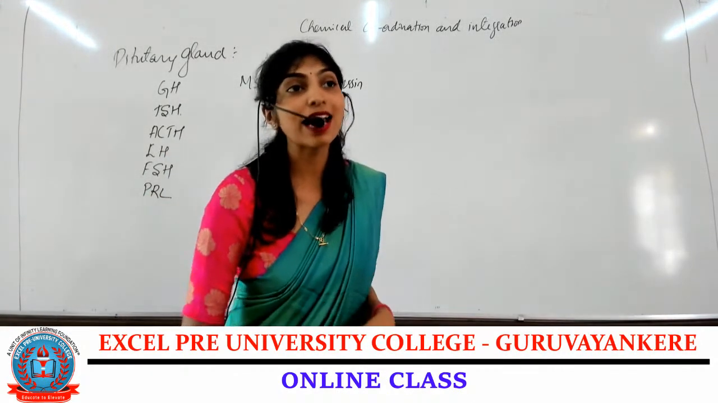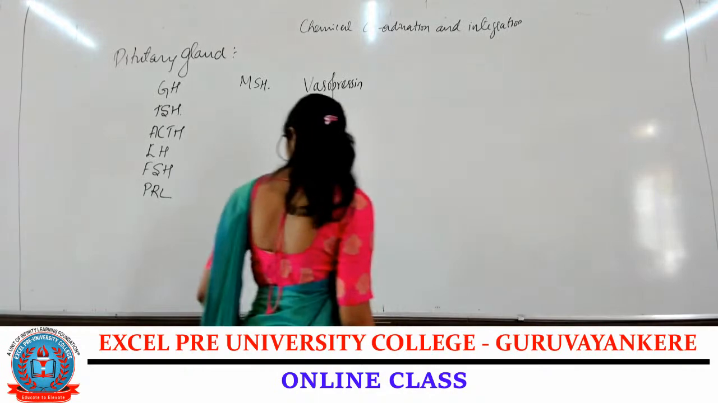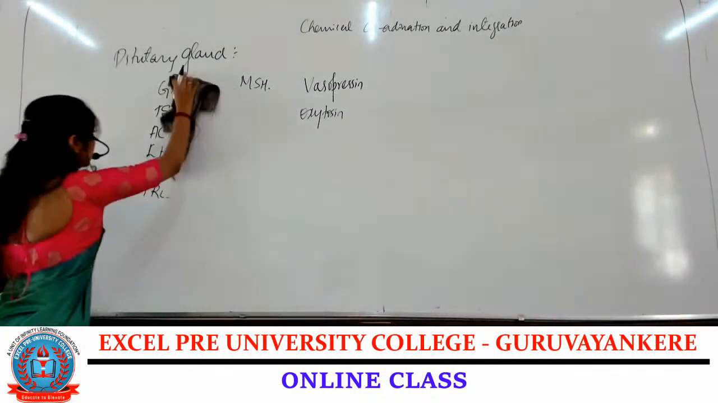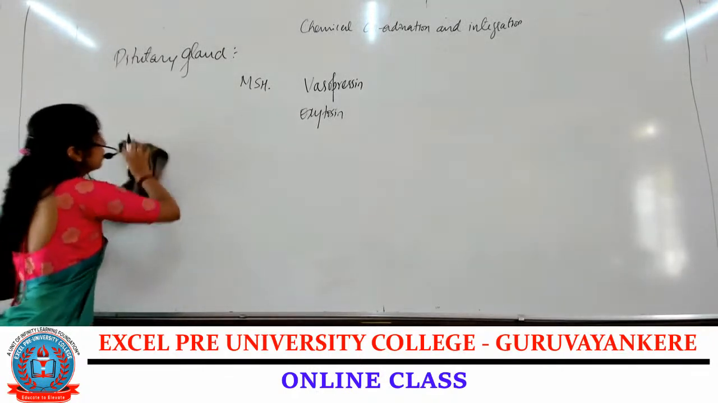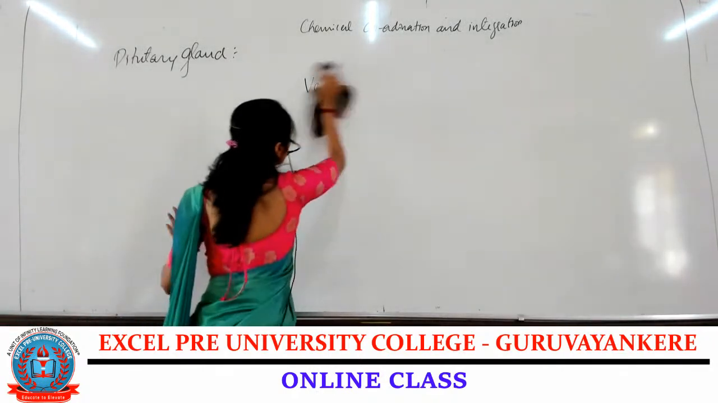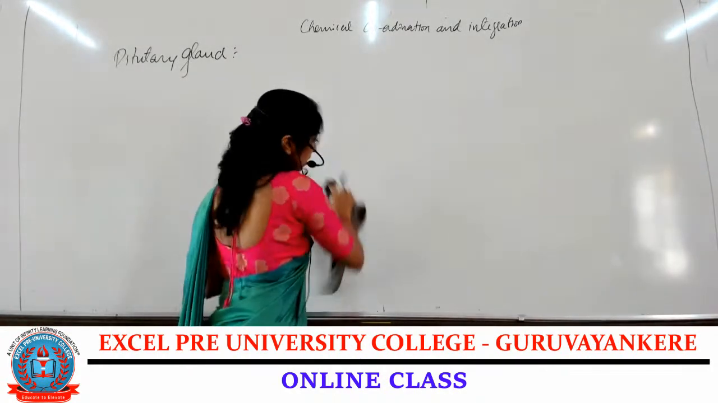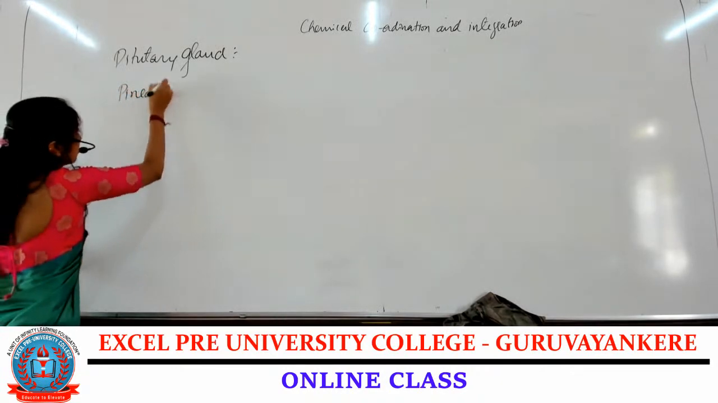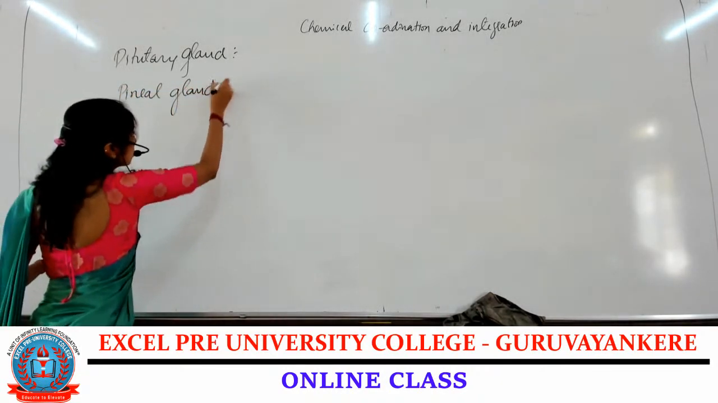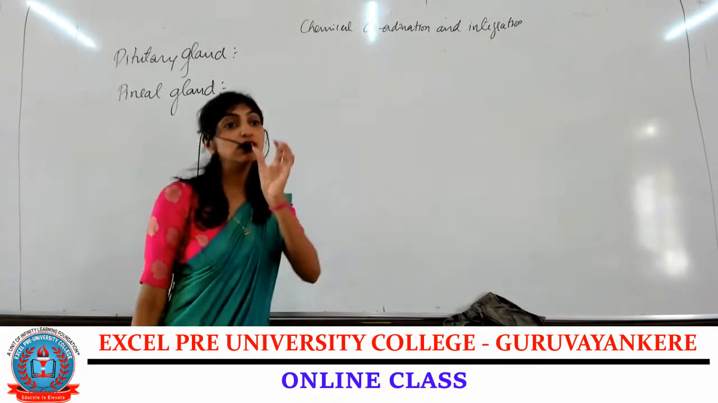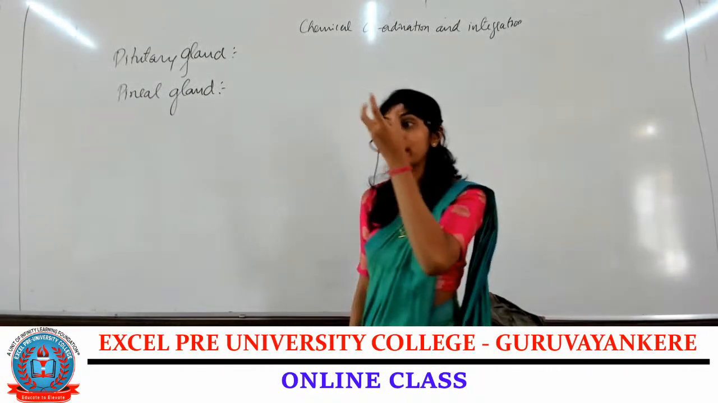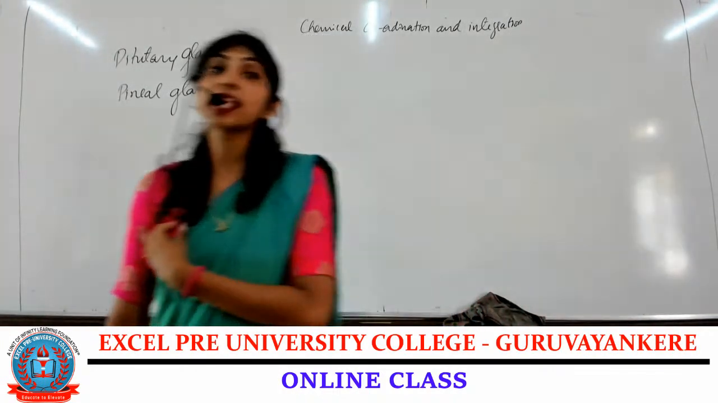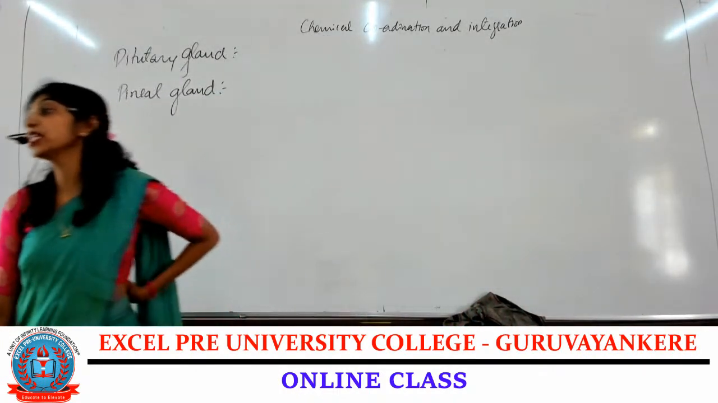Coming to the next gland, that is the pineal gland. Where is this pineal gland located? On the dorsal side of the forebrain, next to the pituitary gland. Why is it named the pineal gland? Because it has a structure similar to a pine cone. That is why it is called the pineal gland.